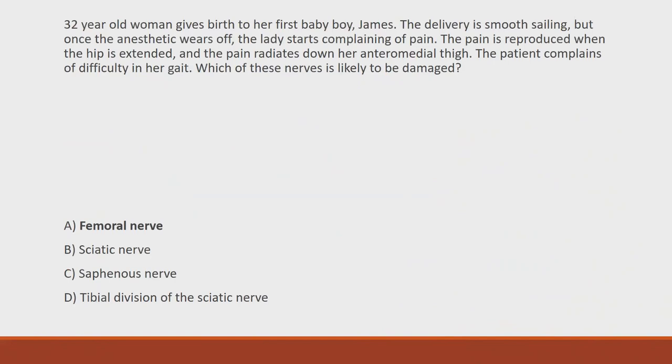Yeah, it is the femoral nerve. Remember, anteromedial thigh, anterior thigh is your femoral nerve. The lateral part of the thigh is your lateral cutaneous nerve of the thigh. Does anybody know where that can commonly get impinged?